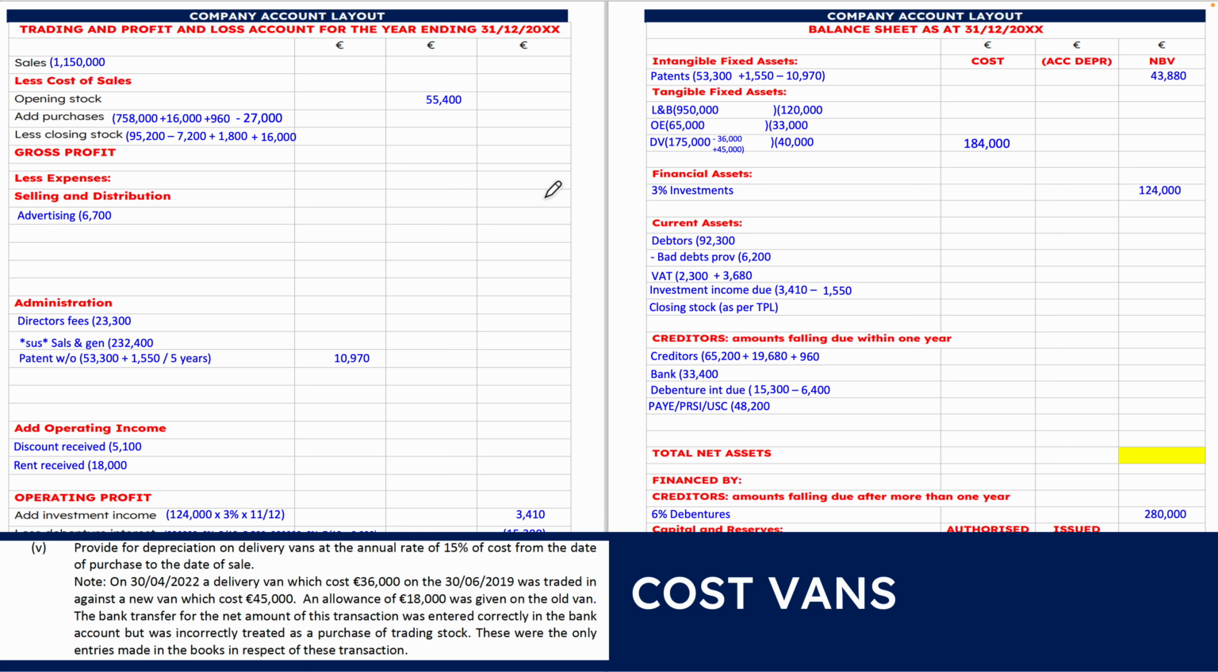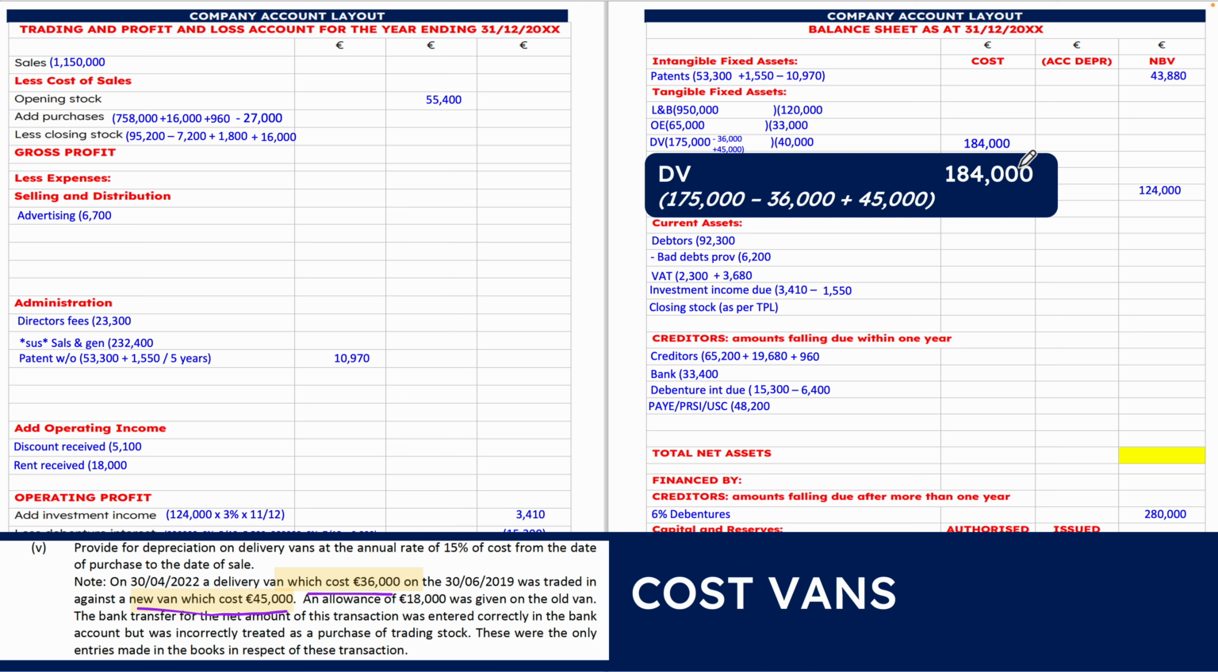Next, we're going to look at the cost of vans. We didn't sell the old van that cost 36,000, we traded it in, and then we bought a new van which cost 45,000. So we're minus 36 and plus 45. So 184,000 is our new cost of vans at the end of the year. That's the 175 from the trial balance, minus 36,000 for the old van, and then add the 45,000 for the new van, and that's how that works out.